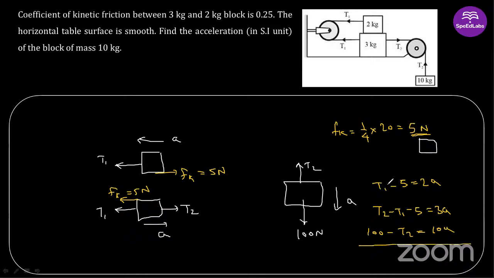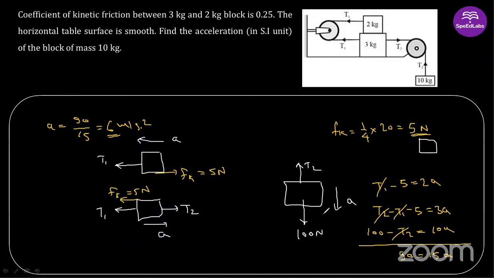And once you add all three, T1 gets cancelled, T2 gets cancelled, and we get 100 minus 5 minus 5, that is 100 minus 10. So 90 is equal to 15a. We get the acceleration. So a is nothing but 90 divided by 15. How much is that? 6. So the answer is 6 meter per second square. That's all. Is it clear?